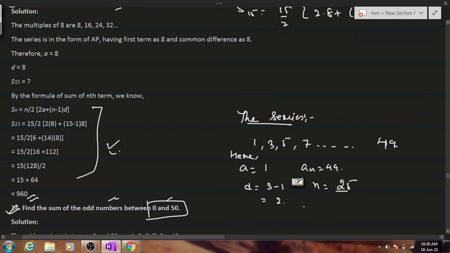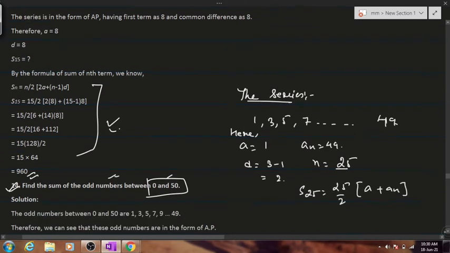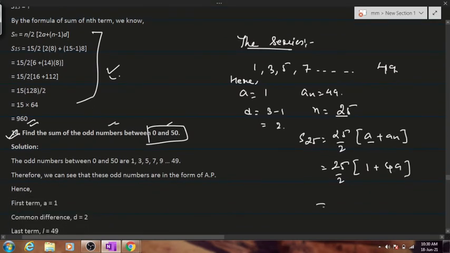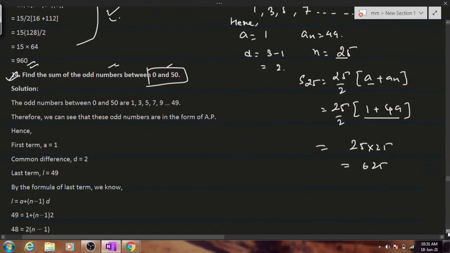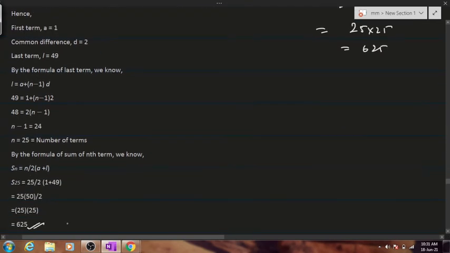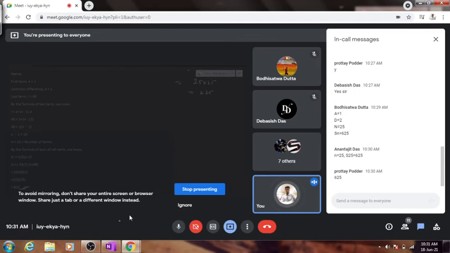So Sn's formula, or in this case S25's formula, will be 25 by 2 into a plus an. This will be the easiest way to do it. 25 by 2, a is 1 and an is 49. So obviously you'll cut it down. This will be 50. 25 into 25, the answer will come out to be 625. I don't think this was a difficult ask for you all. I hope people have successfully found it. The answer is 625. Kindly go through it once.